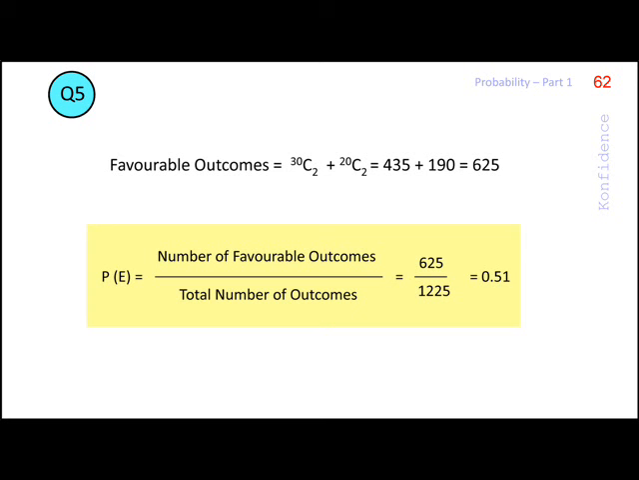So, the number of ways in which the teacher can choose either 2 girls or 2 boys will be equal to 435 plus 190, that gives 625. Note that we applied the addition principle of counting here. Now, the required probability can be found out as the ratio of favorable outcomes to the total outcomes, which is 625 divided by 1225, that gives 0.51.